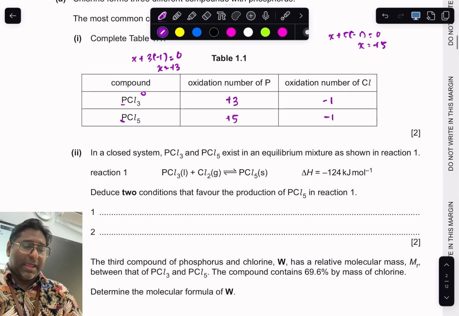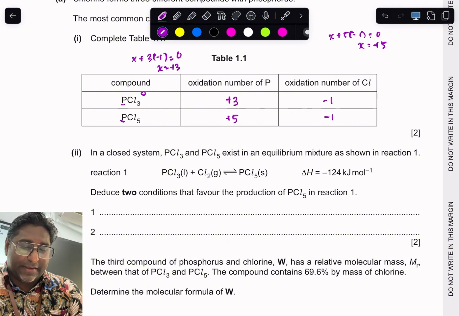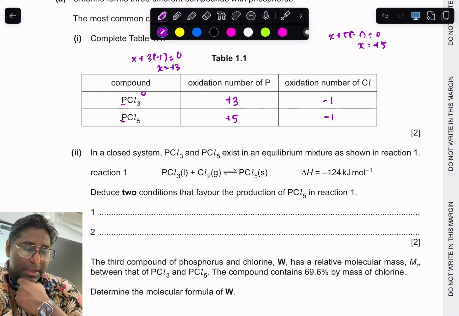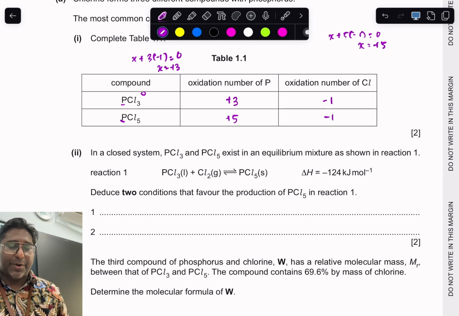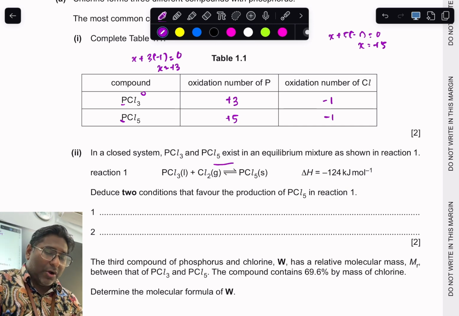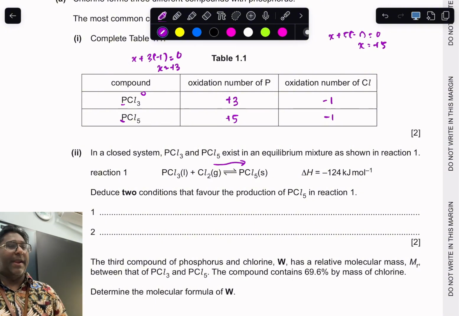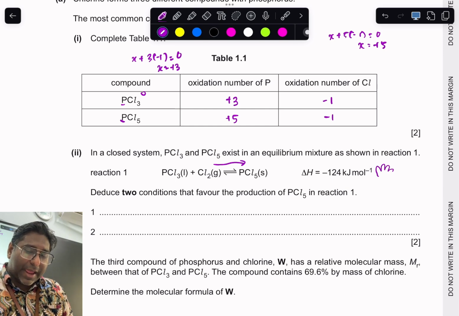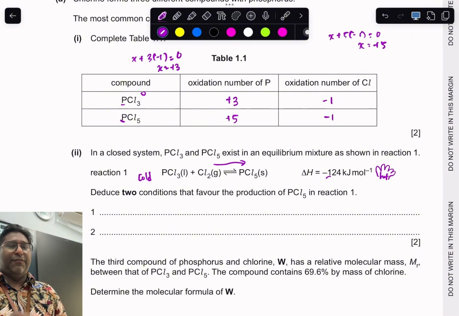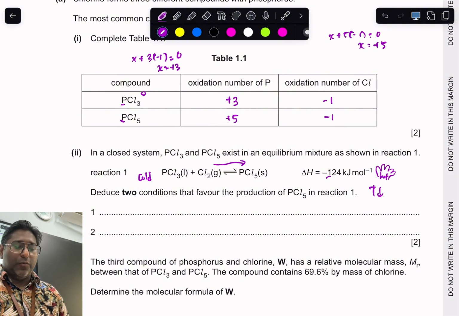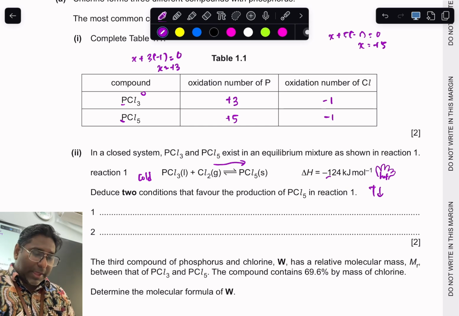Now, in a closed system, PCl3 and PCl5 exist in an equilibrium mixture as shown in reaction number 1. Deduce 2 conditions that favor the production of PCl5 in reaction number 1. So something that can bring them to the right hand side. The position should be shifted to the right hand side. We know that this is negative, this is going to be hot, and this one is going to be cold. So if you want to go towards hot, you need to bring the temperature down, because according to LCP, if temperature is decreased, the system increases the temperature, so you move forward. So one condition is low temperature.